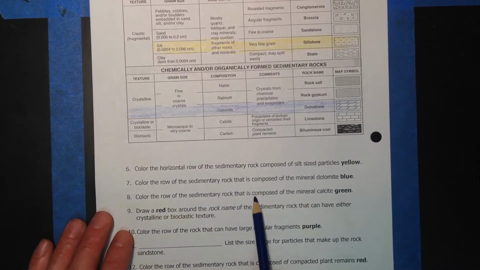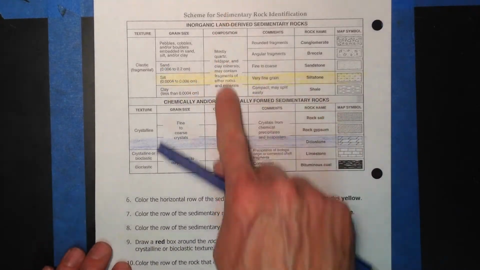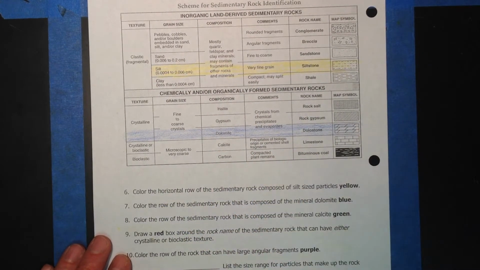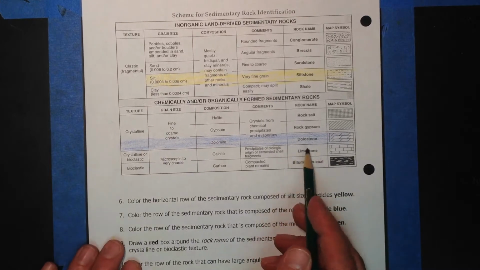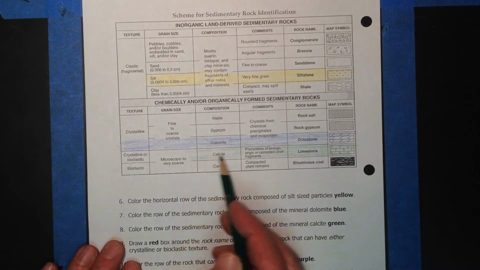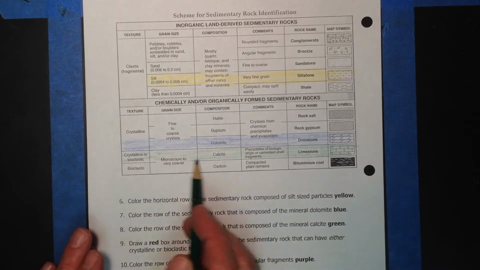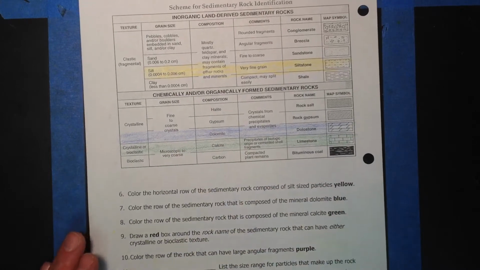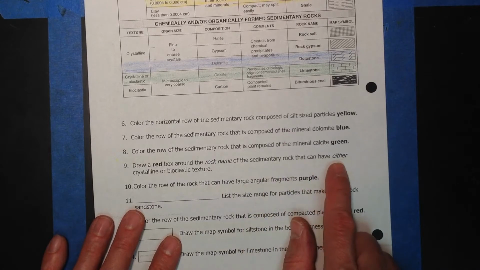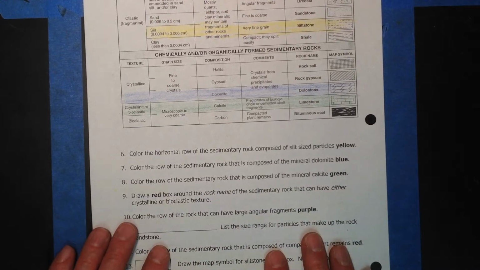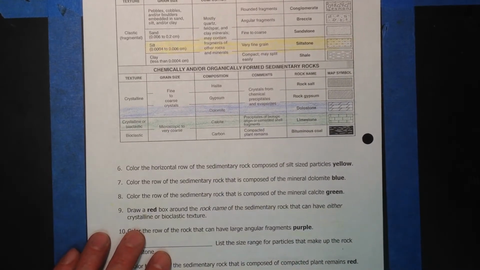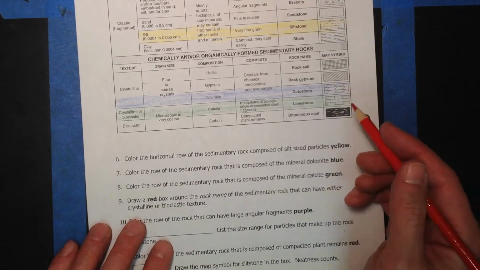8. Color the row with the sedimentary rock composed of calcite green. Composition right here again. I'm looking for calcite. Calcite, that is the rock limestone, and that's green. A rock made mostly of calcite is limestone, and it will fizz in acid because it's made of calcite, as we saw in class. That's green. 9. Draw a red box around the rock name of the sedimentary rock that can have either crystalline or bioclastic texture. Red around the name. Where's my red colored pencil? So, that is this. Crystalline or bioclastic. Red around the name.